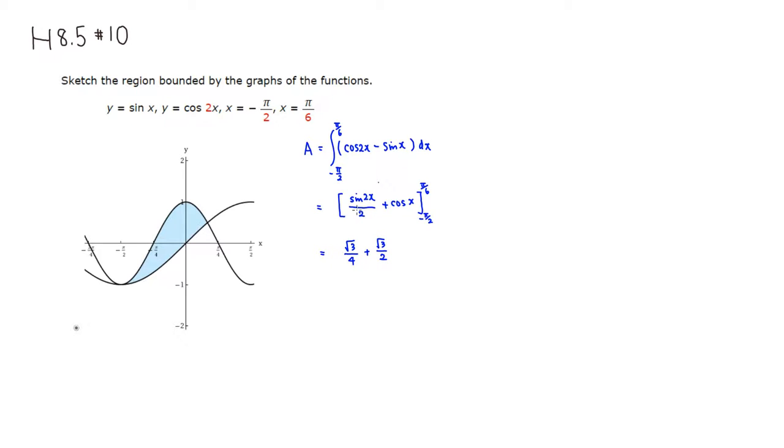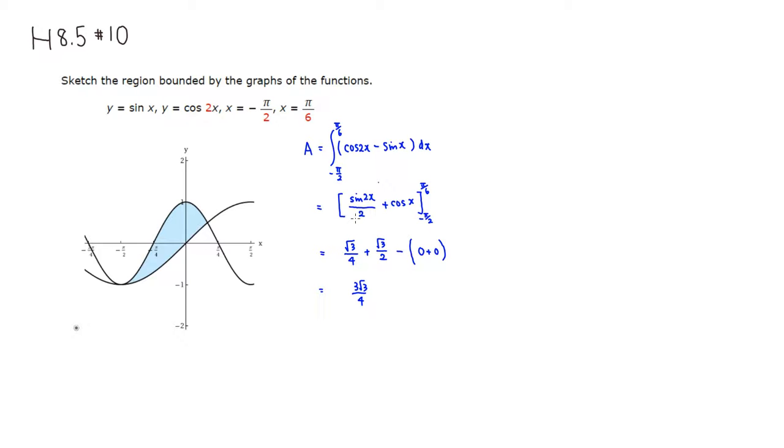Hold on a sec. Minus, we plug in negative pi over 2. Sine of negative pi is 0, so it's going to be 0, and plus cosine of negative pi over 2 is 0 as well. So therefore, square root of 3 over 4 plus square root of 3 over 2 would be 3 square root of 3 over 4.